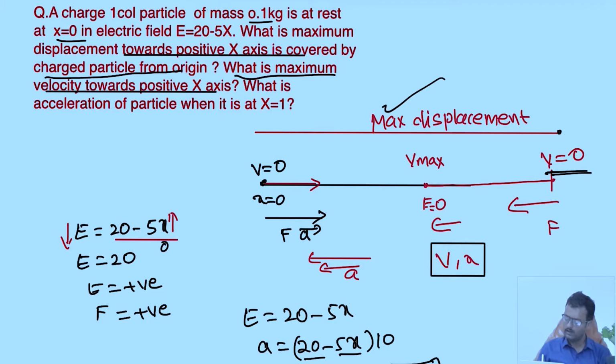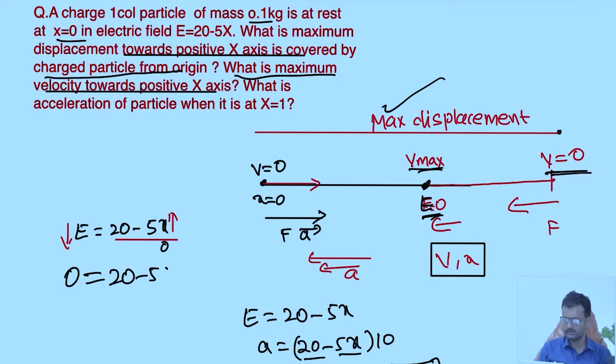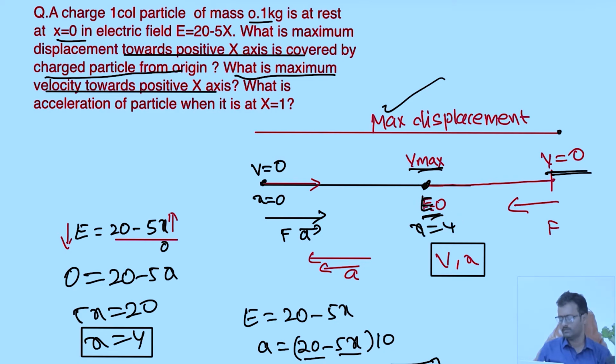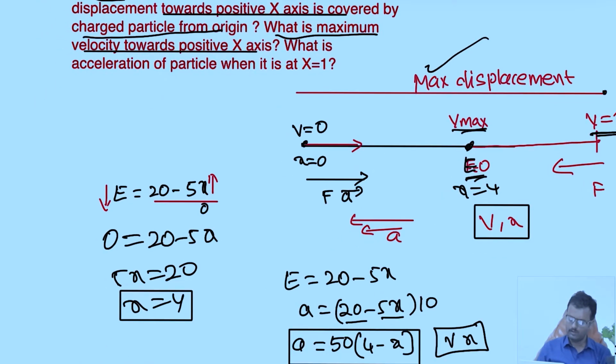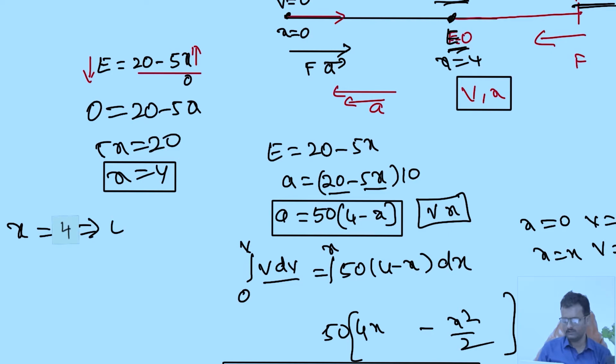See here, v has a maximum. At the point of v maximum, electric field is 0. So, at which displacement does E become 0? Look here, E is 0. That is 20 minus 5x. So 5x is equal to 20, so x is equal to 4. See here, at x equal to 4, E becomes 0. Electric field is 0.